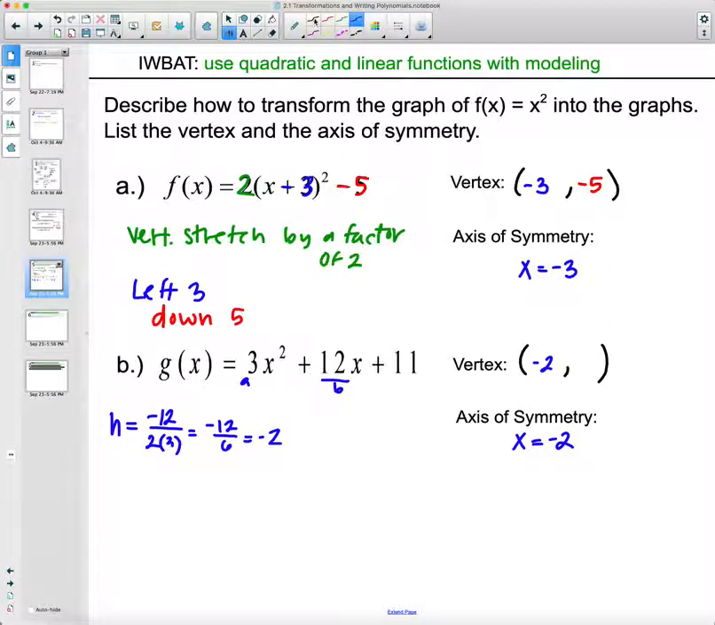So to find y, you just plug the -2 into g. So we're going to do g of -2. So everywhere we see an x, we're just going to plug in -2.